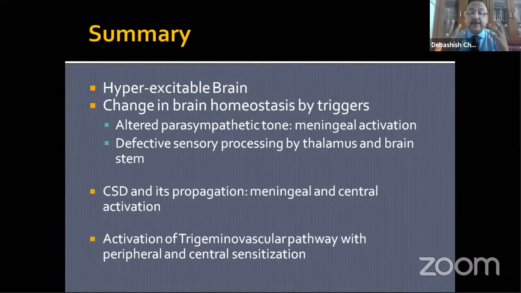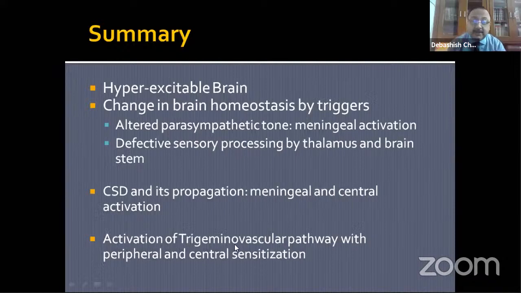an altered homeostasis because of the hypothalamic involvement to start with, which alters the parasympathetic tone. That parasympathetic tone alteration leads to meningeal vessel activation. The vessels dilate. There is an inflammatory soup that is created, which is called a sterile neurovascular inflammation. And also, there is an inherent defect in sensory processing by the thalamus and brainstem because of the cyclical nature of the neurons there. So both of these mediate the fact that the painful, nociceptive stimuli pass through the trigeminal ganglion, the spinal nucleus of the trigeminal, into the brainstem, and then go up to the thalamus, and from there to the cortex to cause the pain.